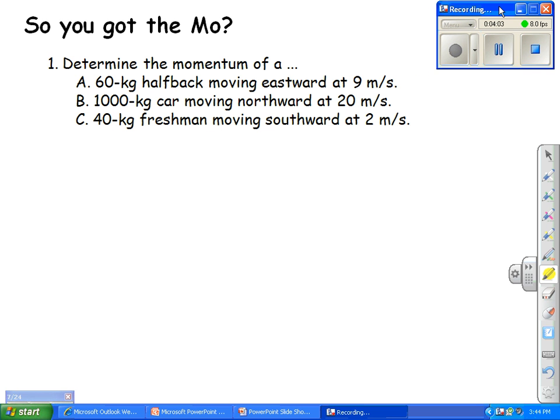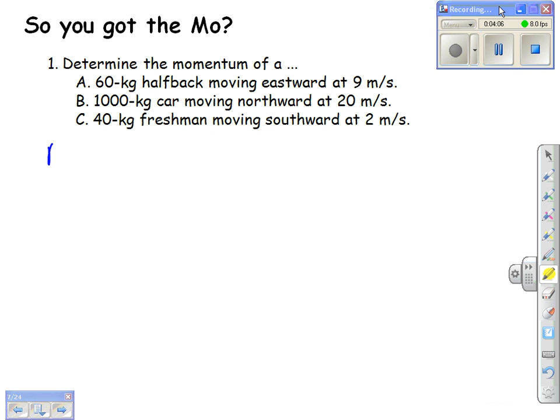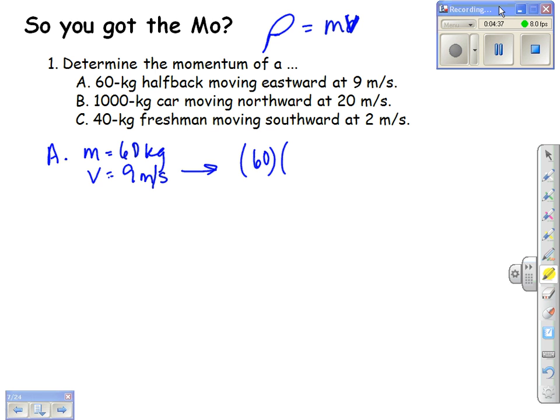We're going to determine on A, we have a mass of 60 kilograms. We have this halfback, so he's a football player. And he's moving eastward at a velocity of 9 meters per second. So that means he's going this direction. So we want to know the momentum. So we're going to solve for momentum. So all we're going to do is put 60 times 9, which is going to be 540.